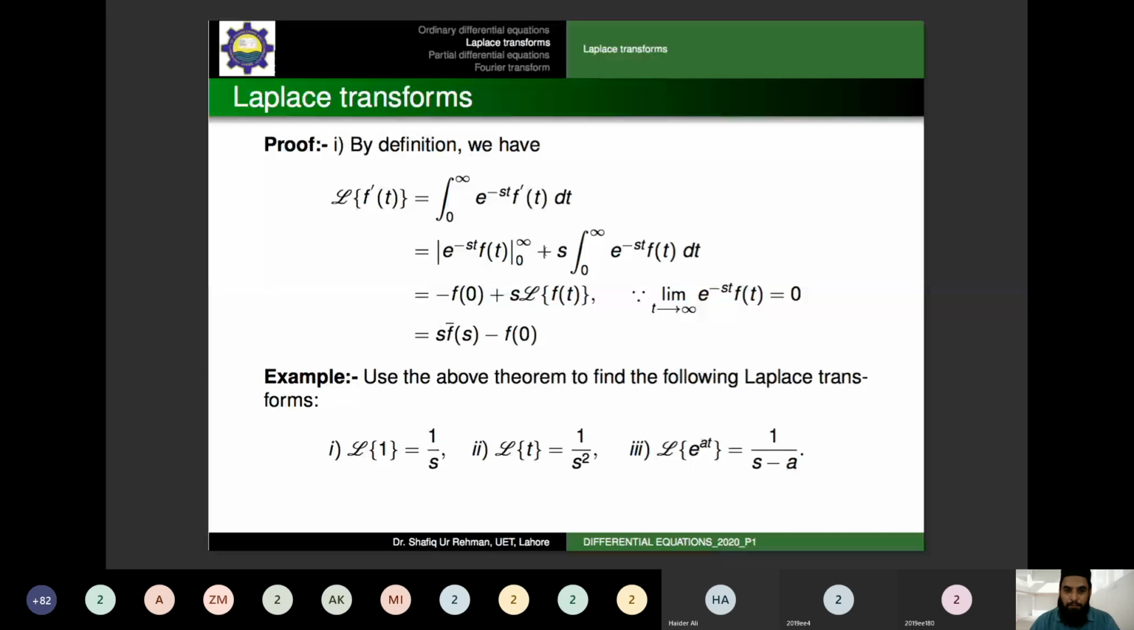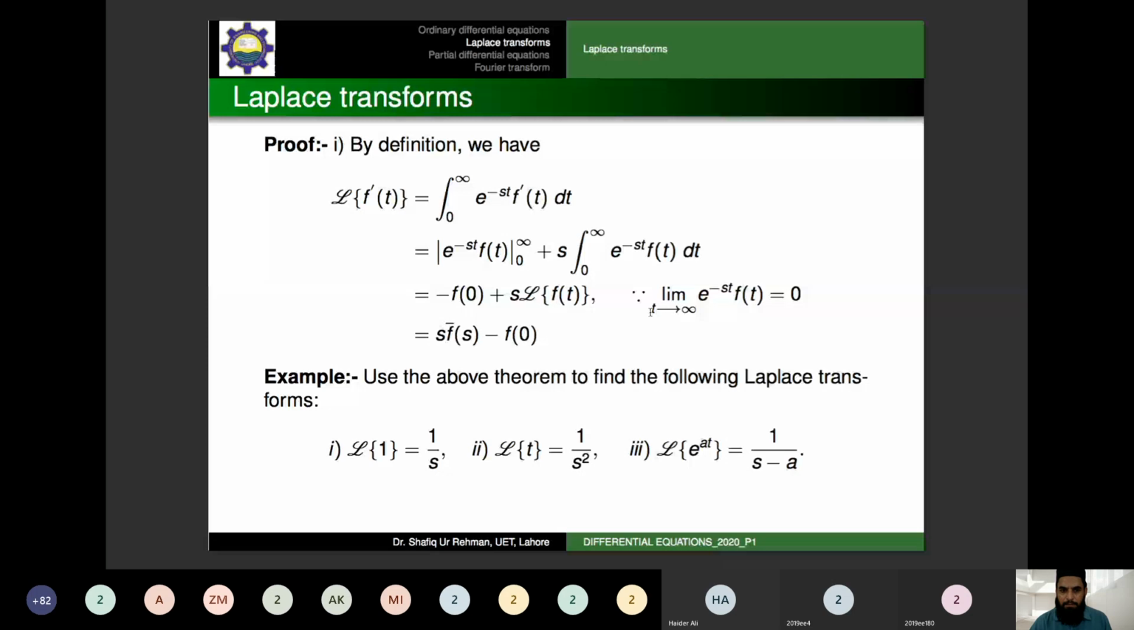If you look into the first component on the right hand side, because f of t is of exponential order, this whole combination will converge to 0 for a very large value of t. As t approaches infinity, this whole combination will turn out to be 0. With the lower limit, we are left with minus f of 0. And the integral is a perfect definition of Laplace of f of t. So s times Laplace of f of t.